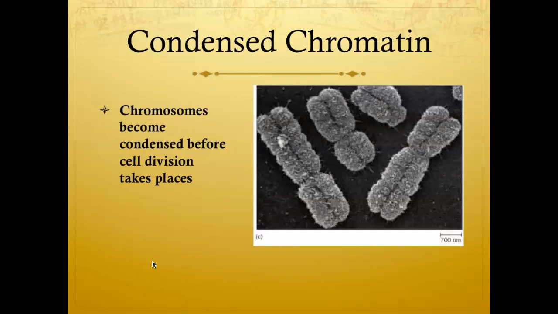Chromosomes become condensed right before cell division takes place. So we could see condensed chromosomes right here. Keep in mind that humans, in your somatic body cells, you have 46 chromosomes or 23 pairs of chromosomes.